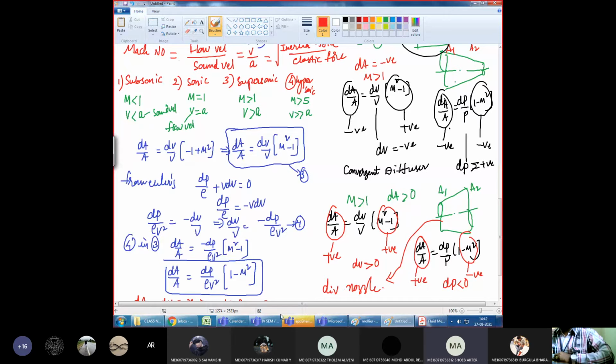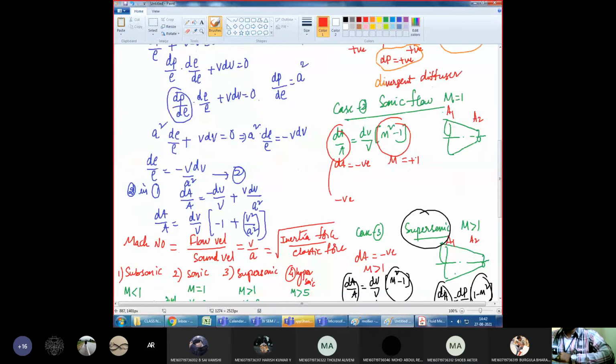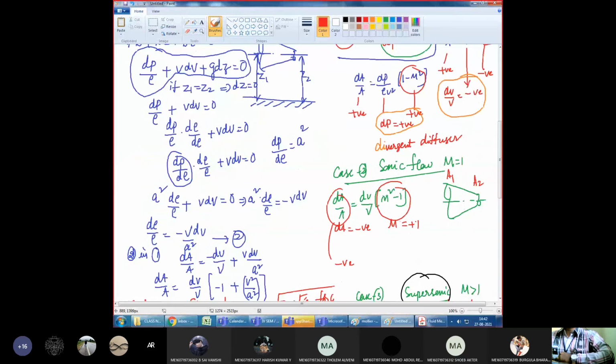Please respond. Yes, sir. Now we will see the sonic condition. For the sonic condition, Mach number is equal to 1. When Mach number is equal to 1, then this will be 0. Change in area, we'll see.